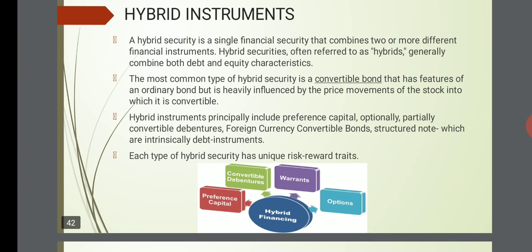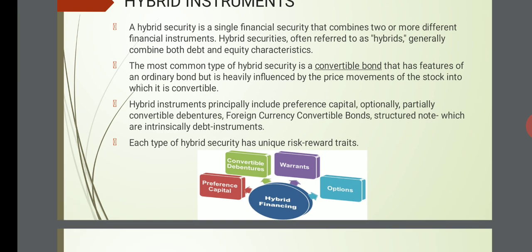Now, hybrid instruments principally include preferential capital, optionally partially convertible debentures, foreign currency convertible bonds, structured notes, which are intrinsically debt instruments. So, they are mainly debt instruments, but because they are convertible in the future into equity, they are affected by the price movements of the equity as well. And each type of hybrid equity has unique risk reward traits. So, financing can be preference capital, convertible debentures, warrants, or options.